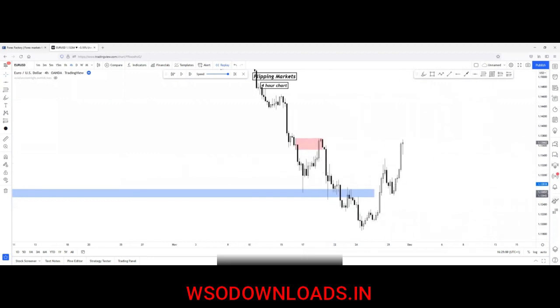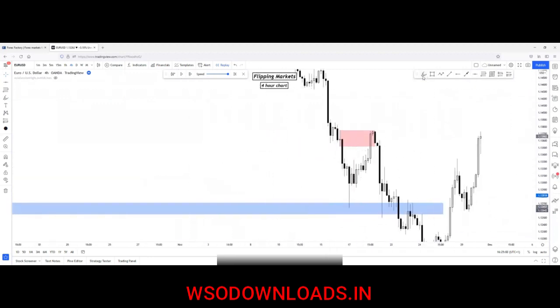So I just extend this zone and remove this line from here. Okay, so as you can see, price tapped into this zone here and reversed to the upside to tap the supply zone and continue the overall bearish order flow.